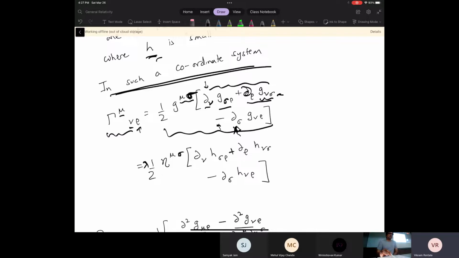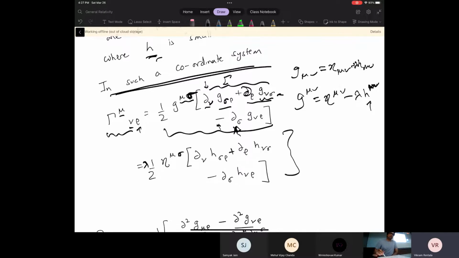Now, if I take g to be eta mu nu plus lambda times h mu nu, and the inverse metric g upper is eta mu nu minus lambda h mu nu, with h mu nu upper, it's good enough to think of it as being raised by eta because it's already multiplied by an order lambda quantity. So these raised indices, you can think of them as being raised by an eta matrix rather than a G matrix.